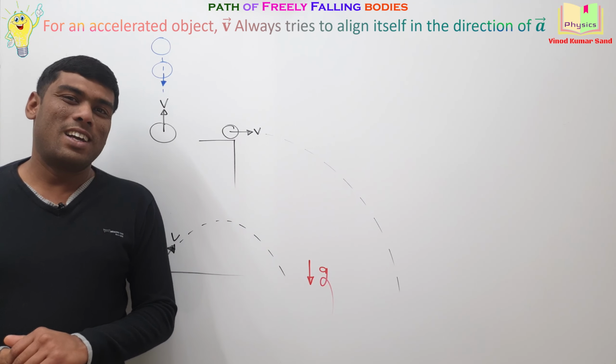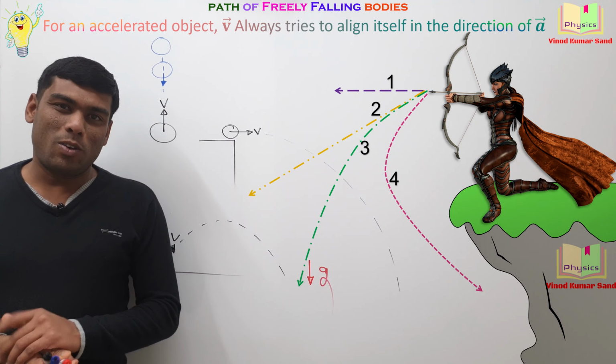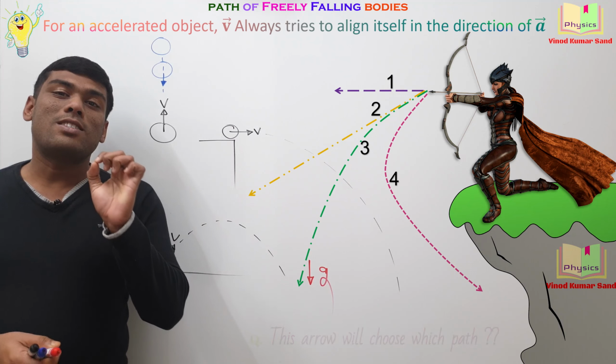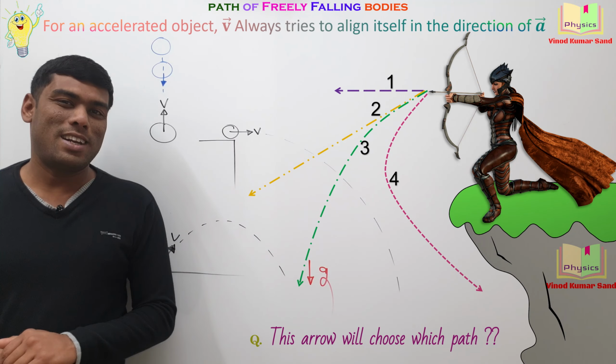Let me ask you one great conceptual question. Look at the diagram very carefully. Look at the picture very carefully. This arrow will choose which path? Quickly post your opinion in the comment box.